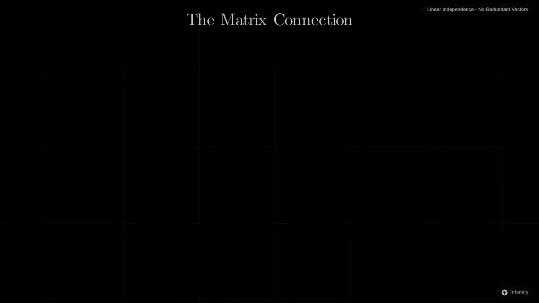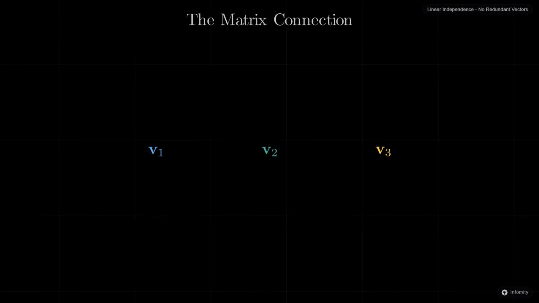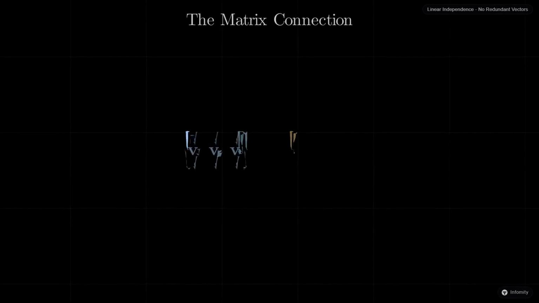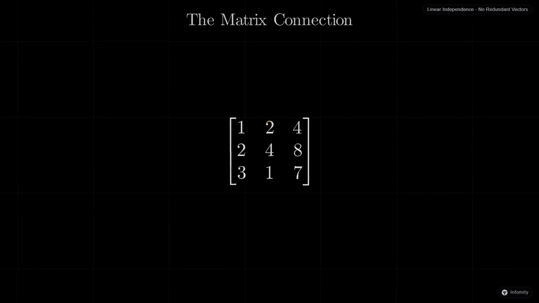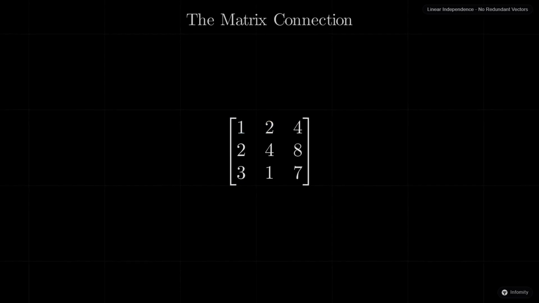As our datasets grow, testing vectors one by one becomes impossible. To solve this, we stack our vectors as columns inside a matrix. By using matrix operations like row reduction, we can instantly spot redundancy.